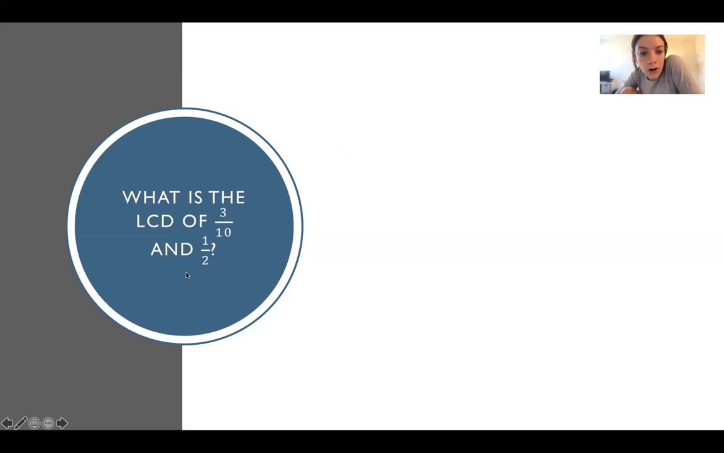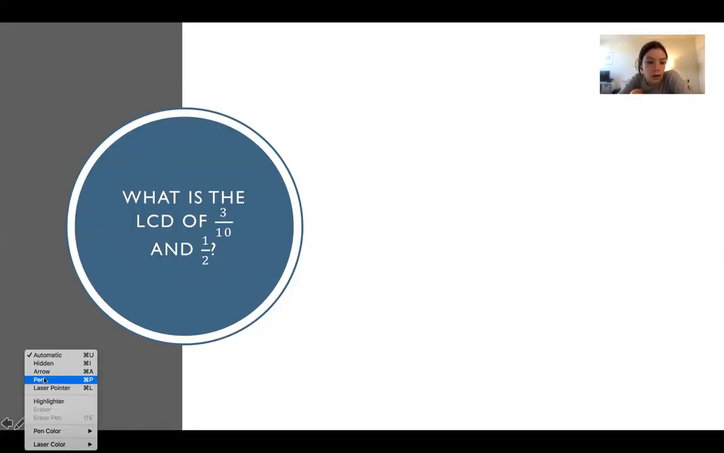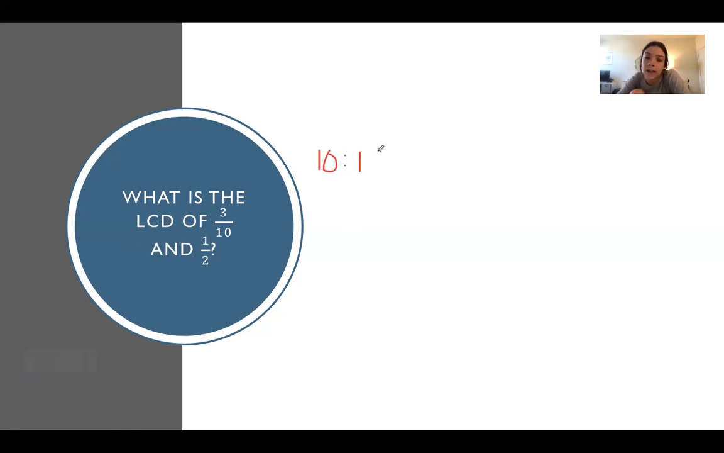And then our last one, what is the least common denominator of 3 over 10 and 1 over 2? So 10 goes into 10, and we'll do 20, and then we won't go past there for now. And then 2 goes into 2, 4, 6, 8, and then 2 also goes into 10. So our least common multiple for this is going to be 10.